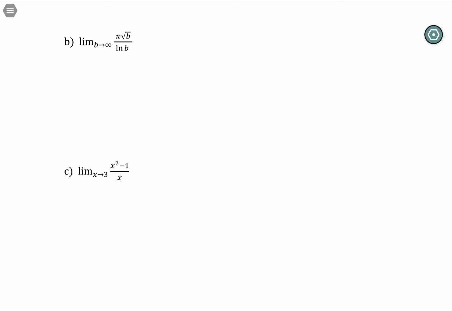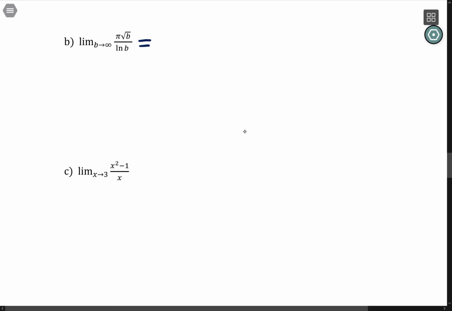So in this case, we're going to learn whether the square root of b grows more slowly or the natural log of b grows more slowly. Since it is infinity over infinity, we can jump right into L'Hopital's rule. Always check that first. Okay, so the top, I have pi times b to the 1/2, which means I'm going to get 1/2 pi times b to the negative 1/2 over the derivative of natural log b, which is 1 over b.